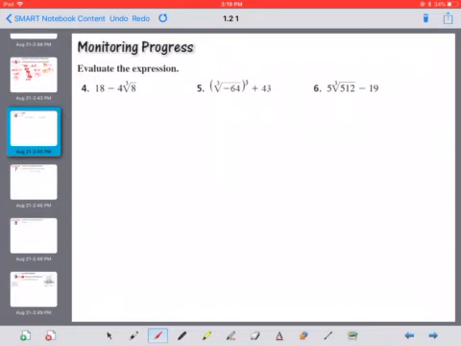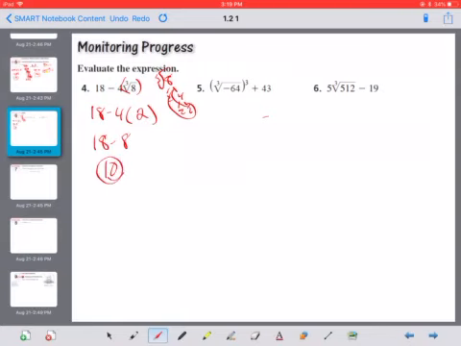Here are more examples to practice, if you will. You can give this a pause and practice these, and then check what the answers are. Okay, we've got to do the cube root part first. So 18 minus 4 times something. Let's see, 8 breaks into 2 and 4, 2 and 2. There's my 3 2s. So 2. 18 minus 8 gives you 10.